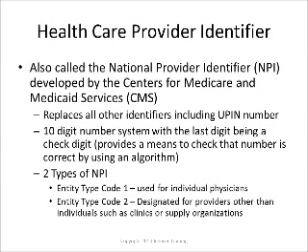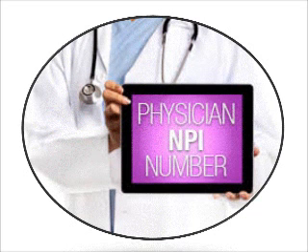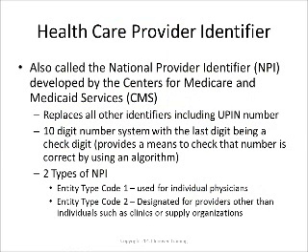Healthcare Provider Identifier. This is also called the National Provider Identifier, or NPI, developed by the Centers for Medicare and Medicaid Services. This number replaces all other identifiers, including the UPIN number. This is a 10-digit number system with the last digit being a check digit, which provides a means to check that the number is correct by using an algorithm. There are two types of NPI. There's an entity type code 1, used for the individual physicians, and then there's an entity type code 2, which is designated for providers other than individuals, such as clinics or supply organizations.